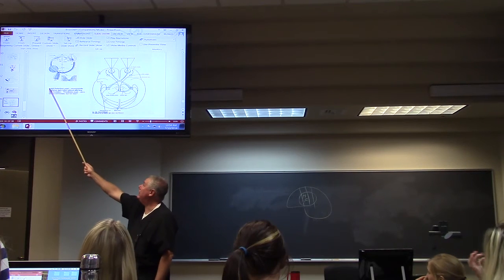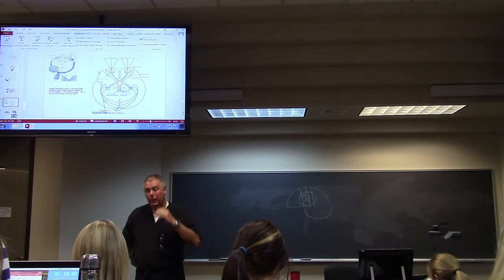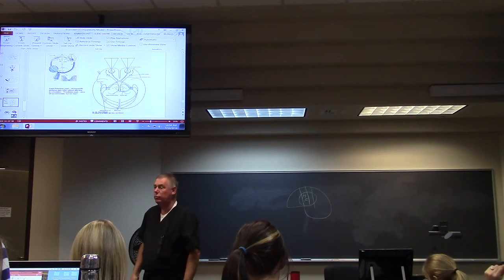There's a condition called an Argyll-Robertson pupil. This is something that develops with syphilis.